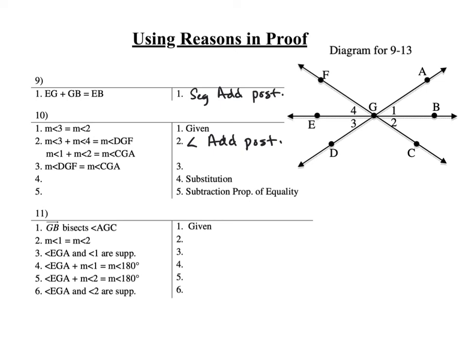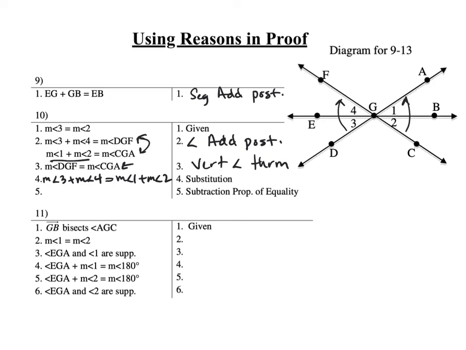Number 3, the measure of DGF, that's this one, is congruent to CGA, that's this one. Well, those are vertical angles. Vertical angle theorem. Now they did some kind of substitution. Well, see how these two are equal? So I could replace angle DGF with the measure 3 plus the measure 4. And I could replace angle CGA with the measure of 1 plus the measure of 2.